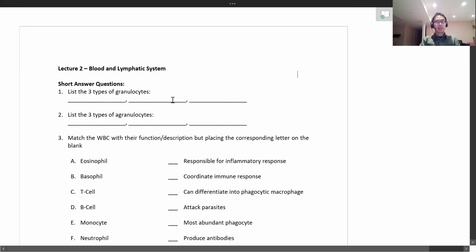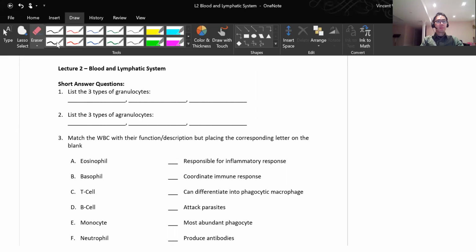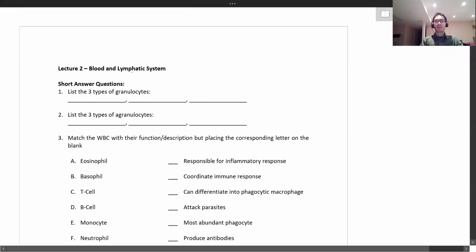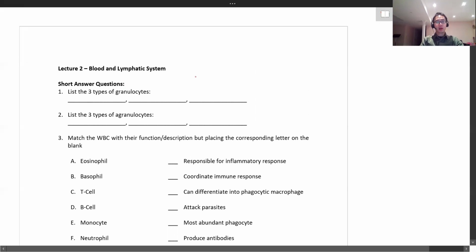Okay, let's get started. So first question here, list 3 types of granulocytes. Granulocytes are a type of white blood cells, and what they are basically is cells that have visible granules under the microscope. So let's write that down for you. Visible granules under the microscope.